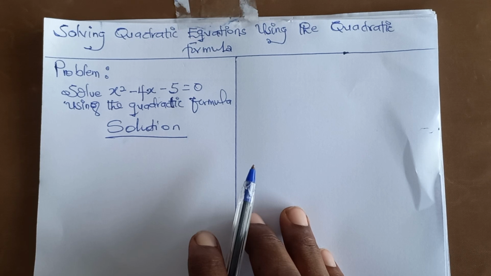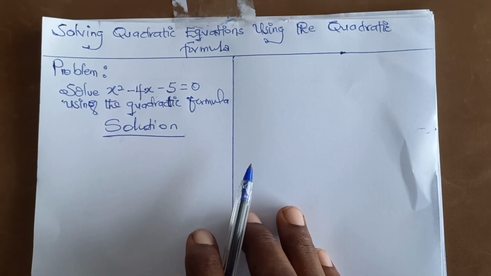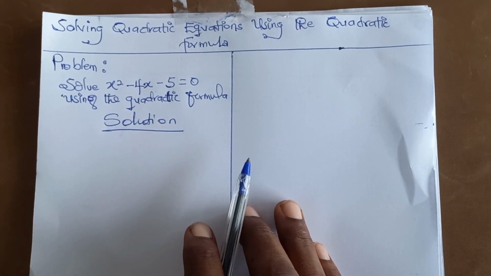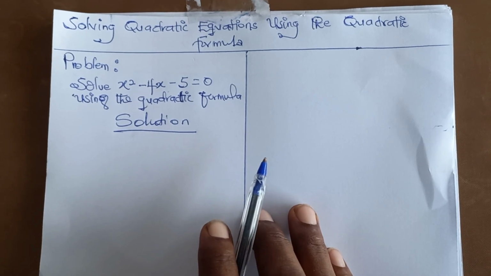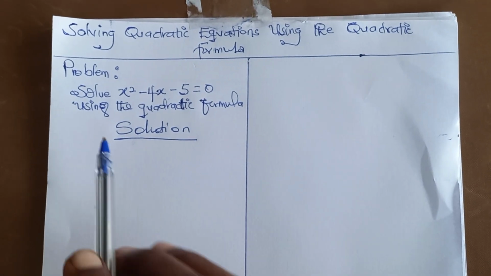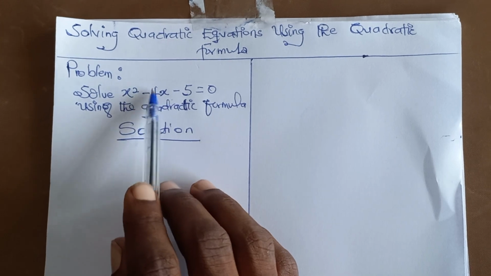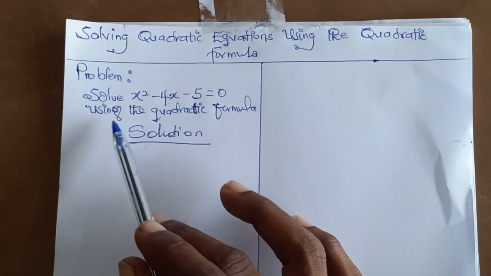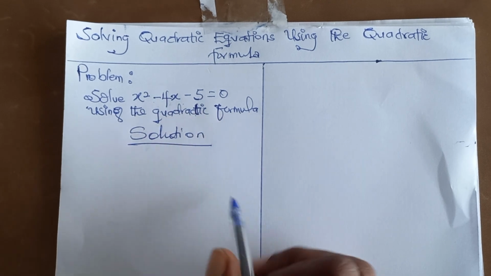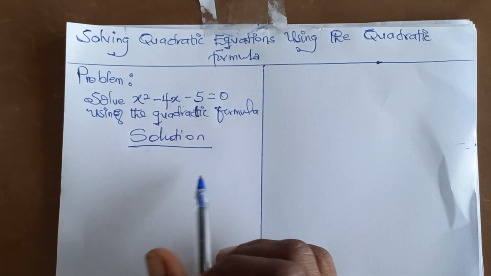So we are looking at solving quadratic equations using the quadratic formula. Our problem of the day is to solve x squared minus 4x minus 5 is equal to 0 using the quadratic formula. Good. Solution.